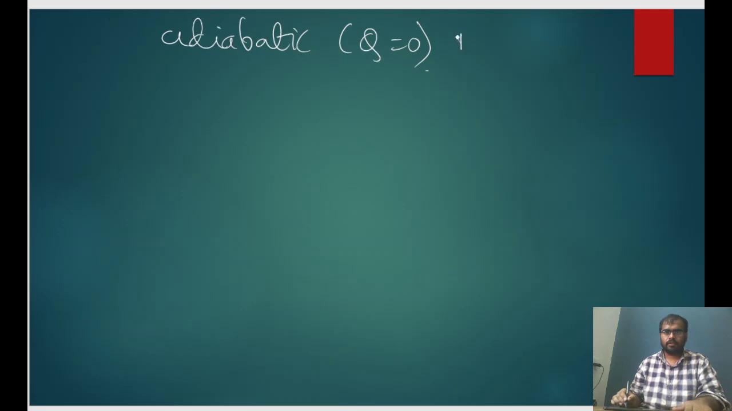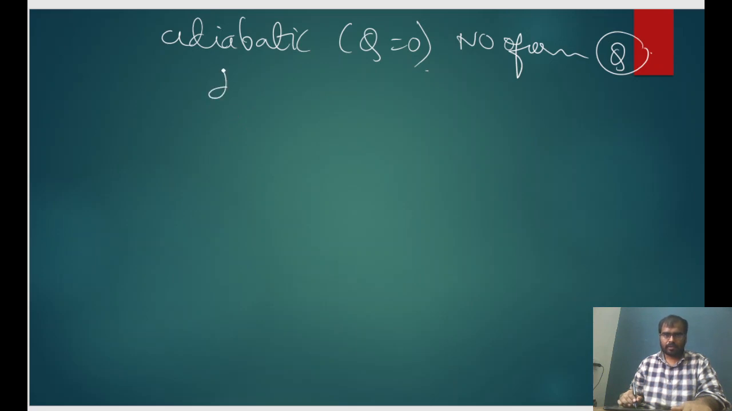Next process is which process? The adiabatic process. In an adiabatic process, Q is equal to 0. That's why there is no formula for Q heat addition, because heat addition is 0.